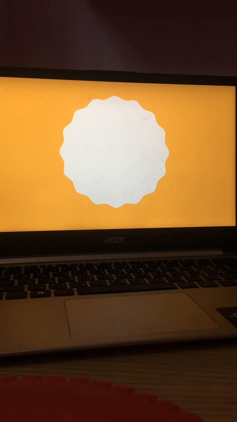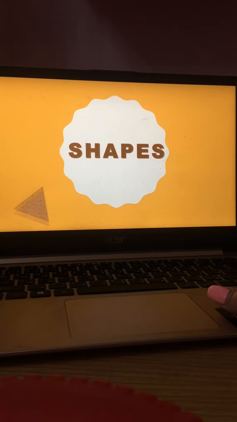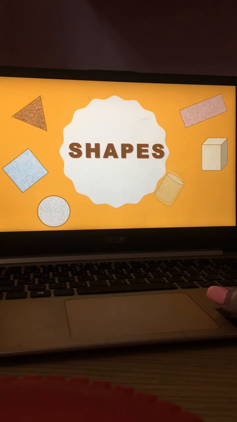Today, we're going to talk about a new and interesting topic, which is about shapes. Okay, we are going to talk about shapes. As you can see, this is a very interesting topic that we are going to discuss together today. Let's find out what shapes are.